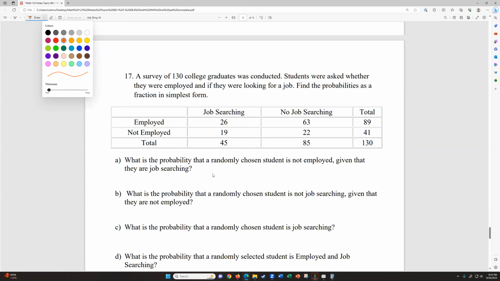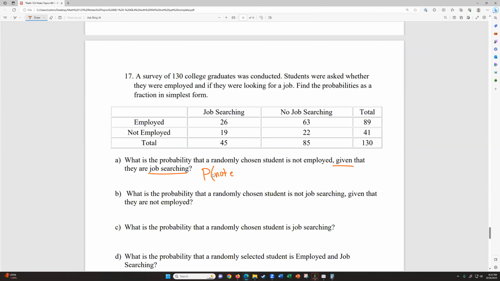What is the probability that a randomly chosen student is not employed given that they're job searching? So not employed given that we know they are job searching. Okay, so only focus on job searching people, which is 45 total people. And not employed in that group is 19. And that is in lowest terms. So 19 out of 45.